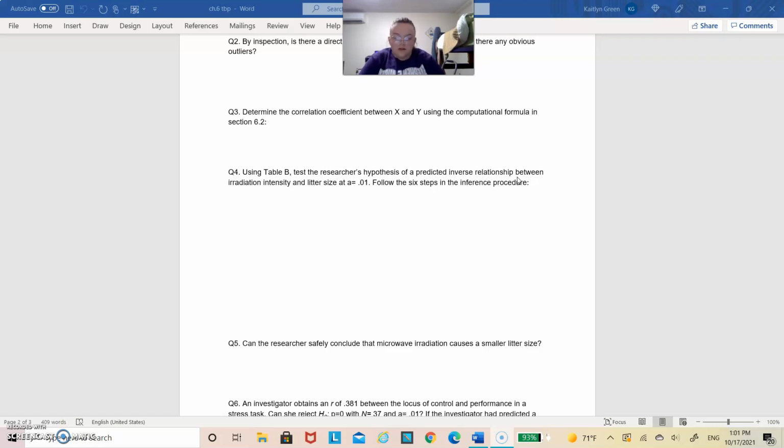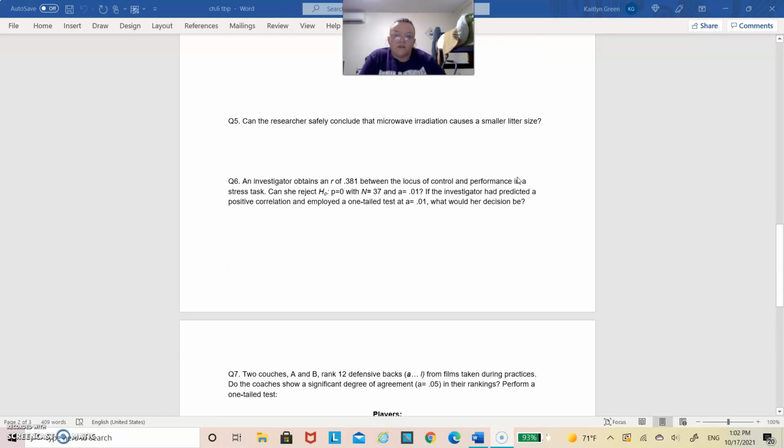R cal is actually greater than R critical, which means that we have to reject H0 and accept H1. And simply, the English version is that there is a significant inverse relationship between the irradiation intensity and litter size, which we had already seen in the previous problems because we had actually graphed out the data and found that R cal was very close to -1.